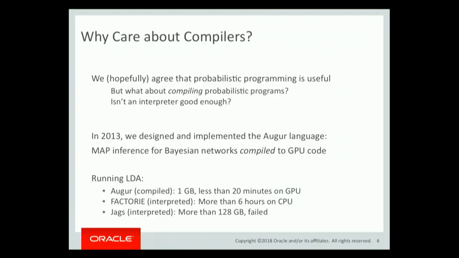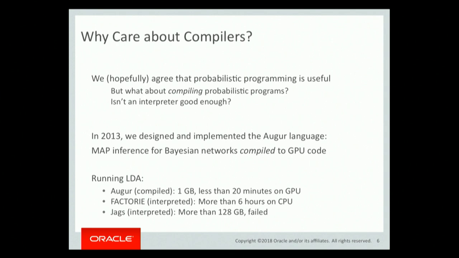Another interesting example is that we ran JAGS, one of the implementations of BUGS, and it's interpreted as well. And in this case, it failed. It failed because it was using more than 128 gig of RAM, and that's the amount of RAM we had available on the machine where we did our tests. I think I'll come back to this because it's interesting. It highlights one of the subtle differences between an interpreter and a compiler.